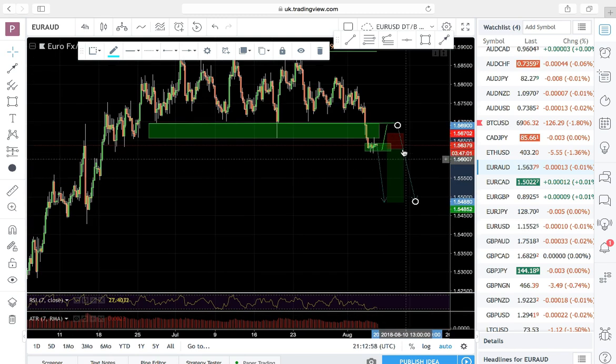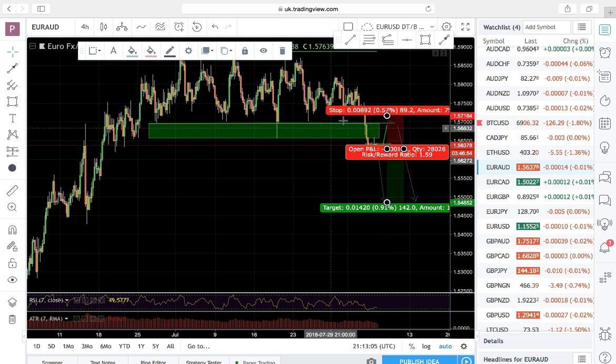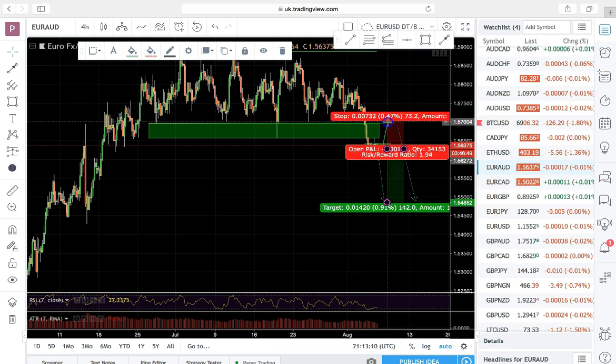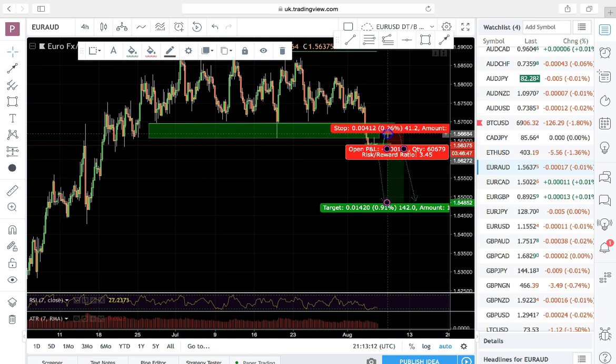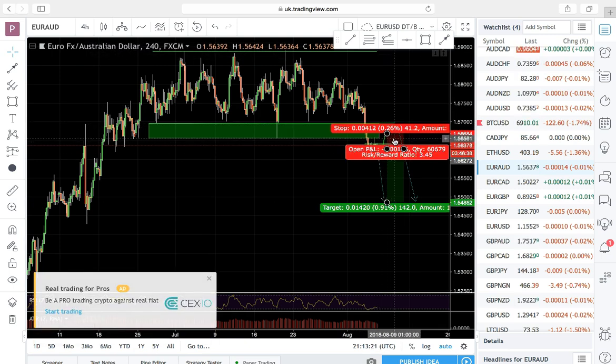Now, normally I would have my stops a bit further up just to protect myself, to put it above this structure level, but I'm not willing to risk this much because chances are the market's going to come back to take me out. I'm willing to risk a little bit less. 41 pips is better than 89 pips. So if the market comes back to retest before crashing down, I'm willing to risk 41 pips to make 142.